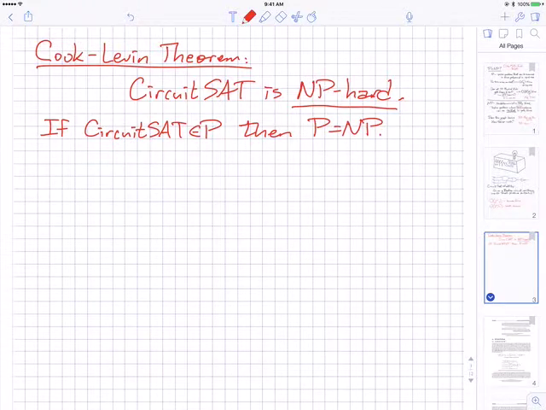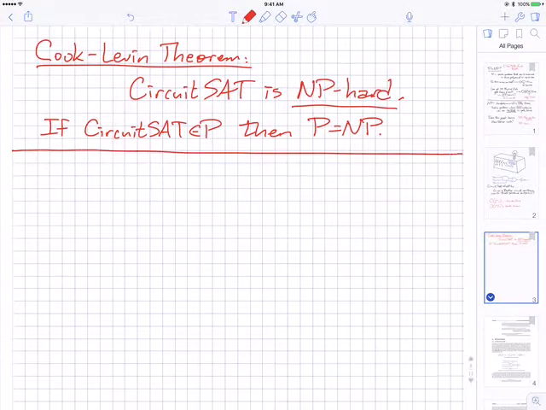This resolves a 50-year-old open question, and that will, among other things, get you $1 million if you actually prove it, either true or false. Okay. Now, actually proving the Cook-Levin theorem is a little bit out of the scope of this class. I can, in a few minutes, try to give you some intuition about how this works.